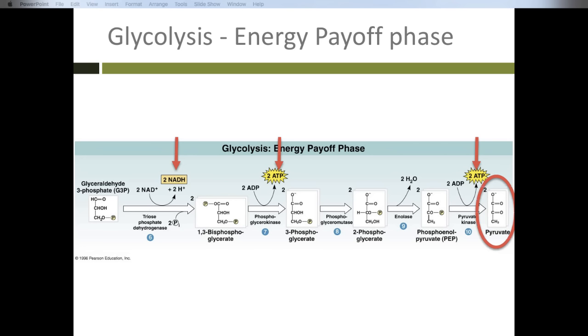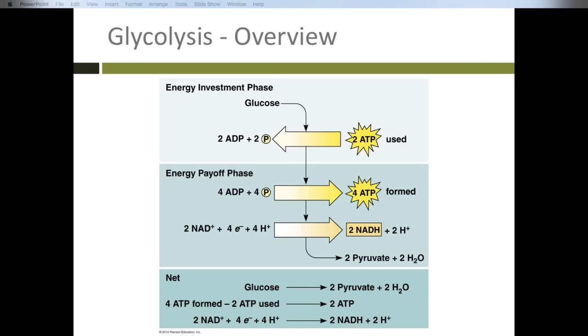Look at the product we get from our series of reactions. This is pyruvate. Remember, for each molecule of glucose that had 6 carbons, we get 2 molecules of pyruvate that has 3 carbons. This is the slide you want to remember.